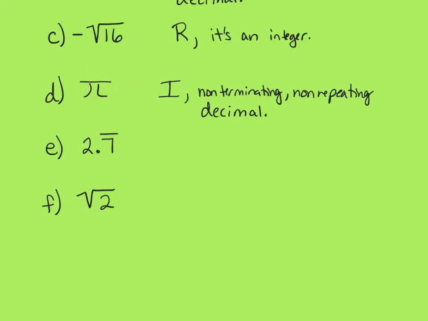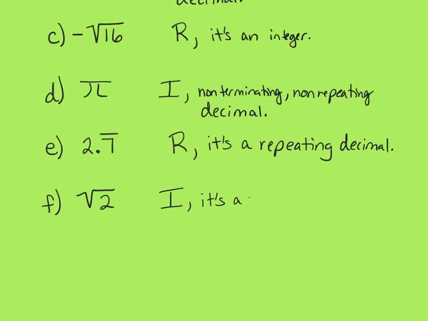Okay, so on E, part 2.7 repeating, if you chose that this was rational, then you are correct. It's a repeating decimal. That will always be rational because it can be written as a fraction, a ratio. On part F, if you chose that square root of 2 was irrational, then you were correct. It's a non-terminating, non-repeating decimal. So it will always be irrational.